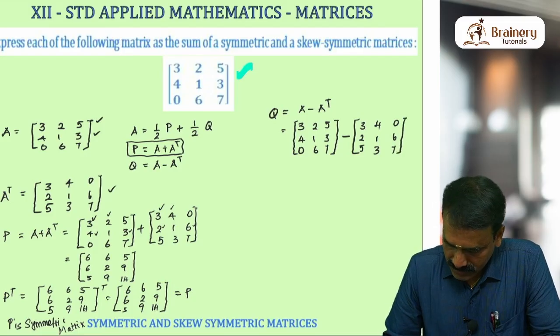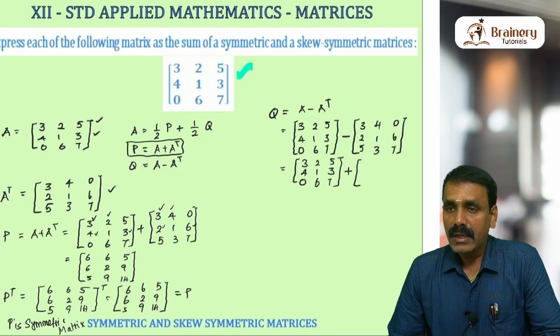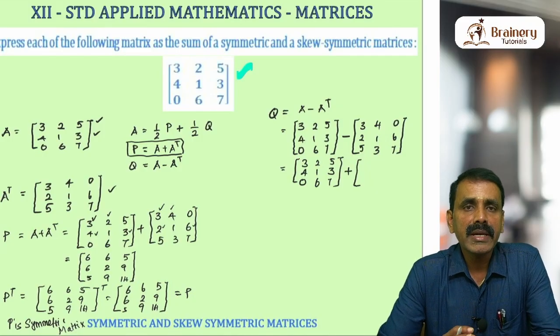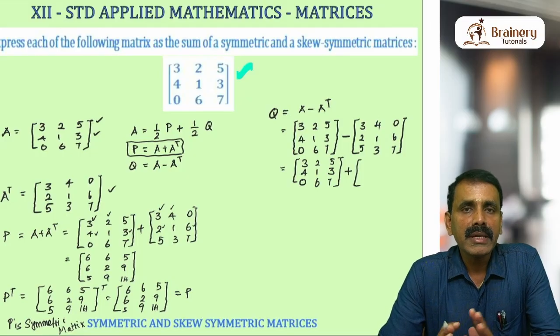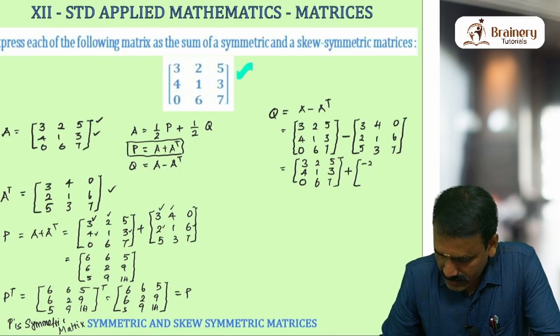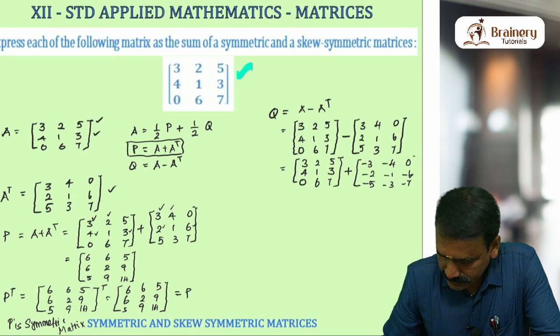So I want to subtract. For subtraction, I will do one more step. So I write 3, 2, 5. First matrix I write as such, 4, 1, 3, 0, 6, 7. I change minus to plus and convert the second matrix to a negative matrix. How to find the negative matrix of a given matrix? Multiply throughout by the minus symbol. So this minus is transferred inside. So what you are going to get? Minus 3, minus 4, 0, minus 2, minus 1, minus 6, minus 5, minus 3, minus 7.